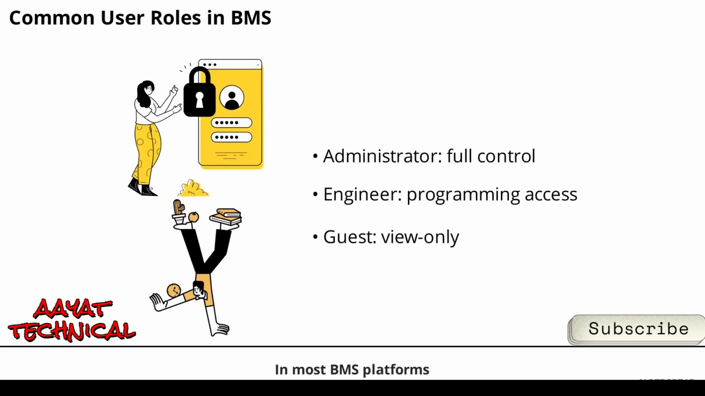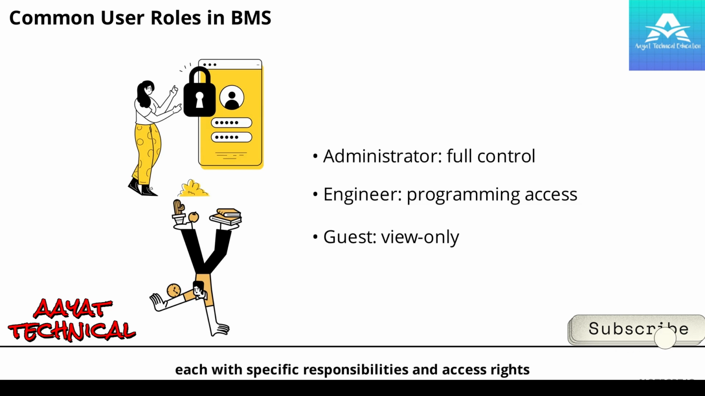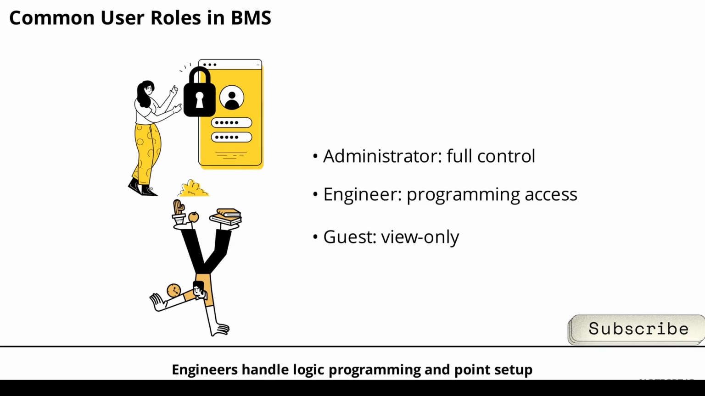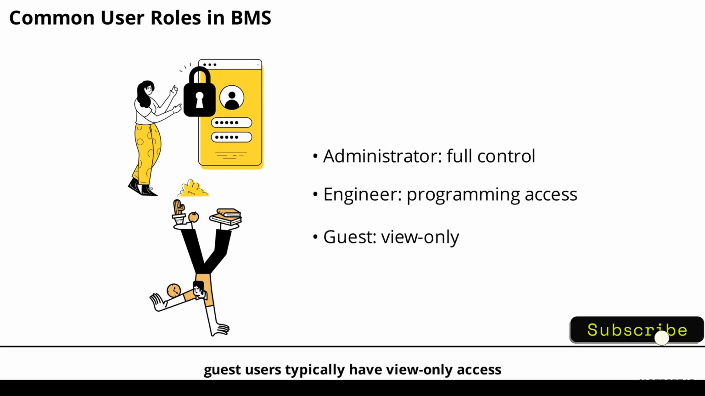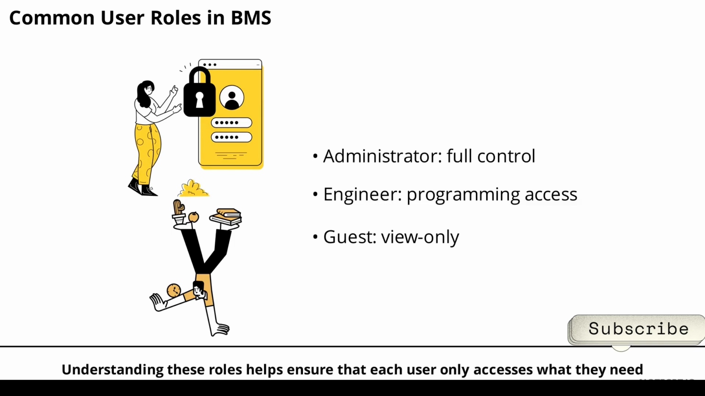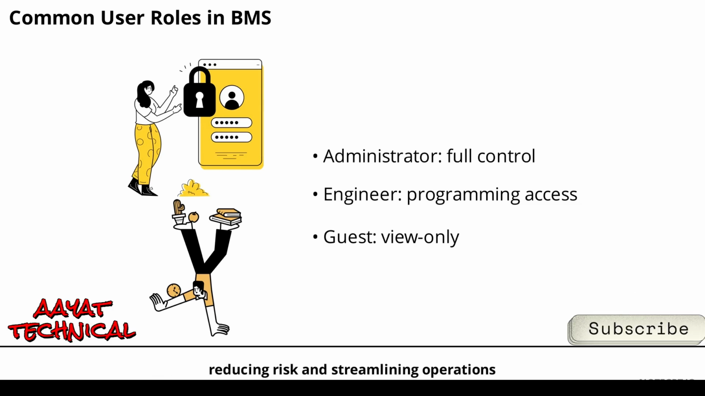In most BMS platforms, you'll find a range of user roles, each with specific responsibilities and access rights. Administrators have full control, managing users and system configurations. Engineers handle logic programming and point setup. Supervisors can adjust set points and schedules, while operators focus on monitoring and basic controls. Finally, guest users typically have view-only access, ideal for management or auditing. Understanding these roles helps ensure that each user only accesses what they need, reducing risk and streamlining operations.